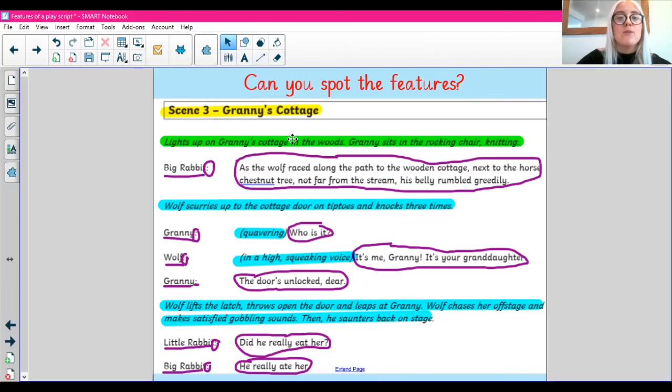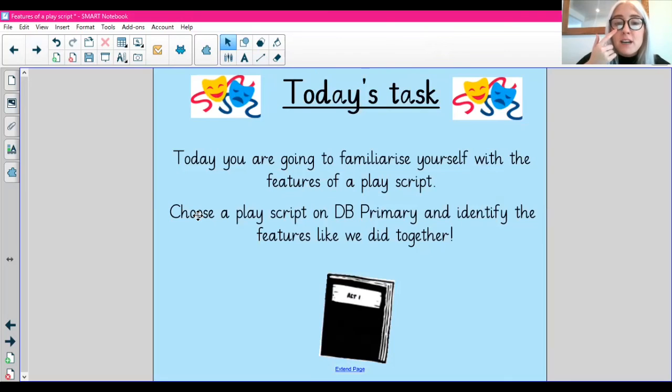Right, so as you can see, we have spotted all the features of this play script. That's great. What you're going to do for your task is you are going to familiarize yourself with the features of a play script. Just like we've done, we've read a play script and identified the features. You're going to do that for today's task. You're going to choose a play script on DB Primary and identify the features like we just did together. If you want to color code them and annotate, that's fine. You can do it however you like, as long as you identify all of the features that it contains.